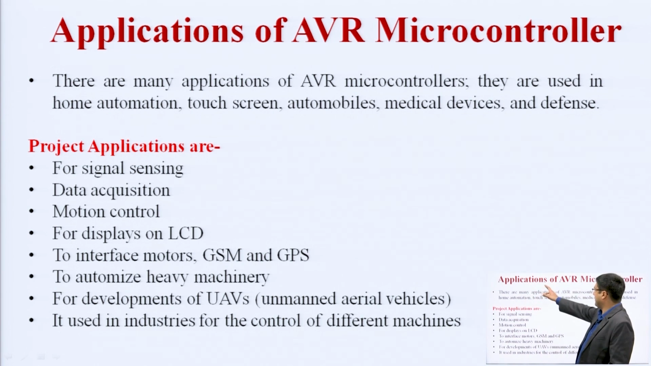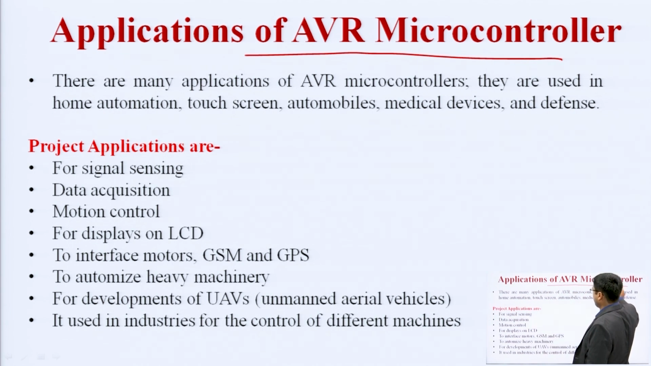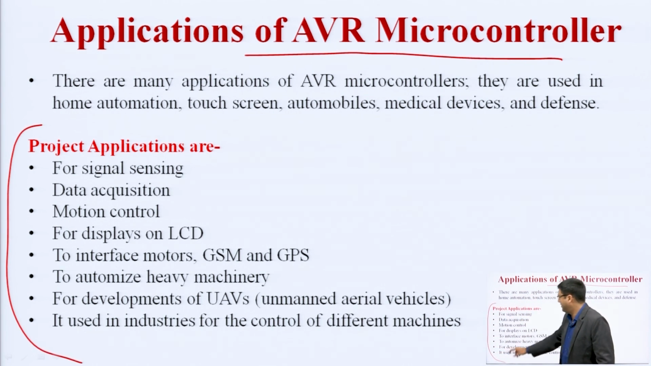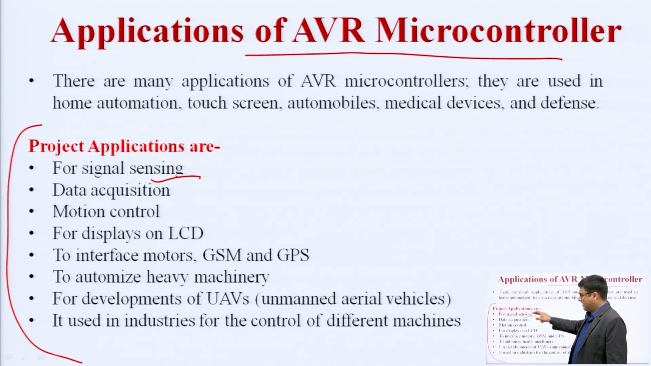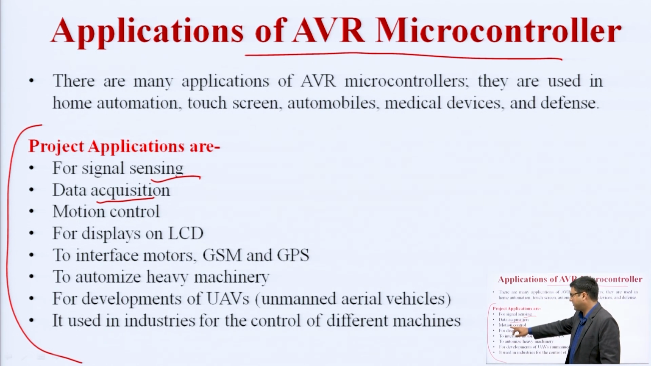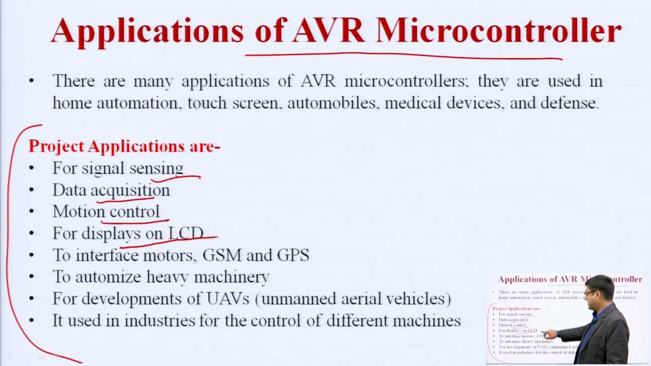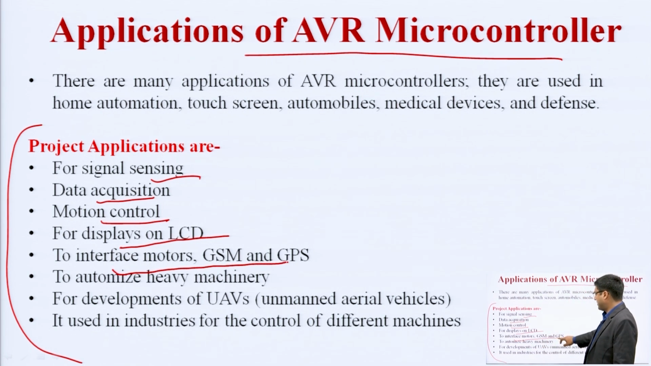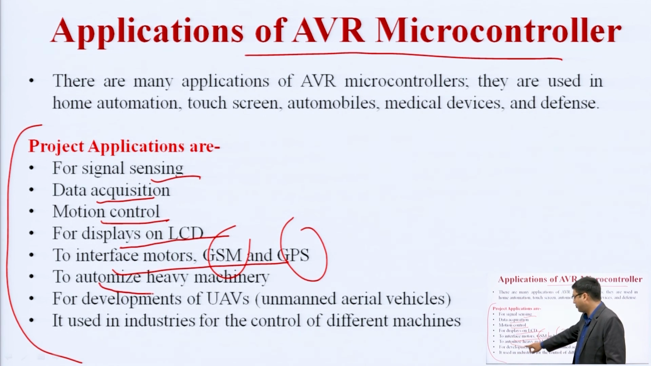So in the last slide we have seen the applications of the AVR microcontroller. There are a lot of applications, for example in signal sensing. We are using AVR microcontrollers for data acquisition. Basically to acquire the data we are using AVR microcontrollers. Motion control, displaying data on LCD, interfacing motors, GSM, GPS applications. For automating heavy machinery we can use AVR microcontrollers.